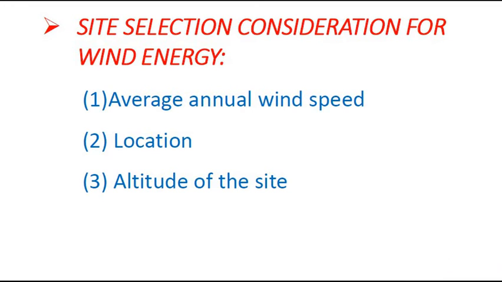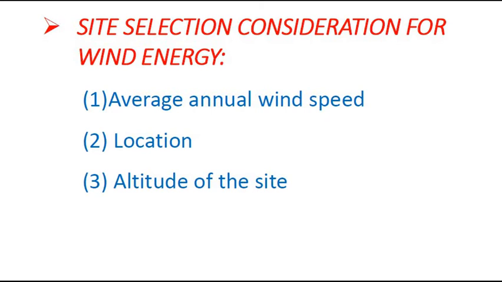Now another factor is the altitude of the site. The altitude of the proposed site should be considered because higher altitude grounds experience stronger wind than lower altitude ground. We know that as we increase the height from the earth, we can experience a higher wind speed. Thus, the altitude affects the electrical power output of the wind energy conversion system.